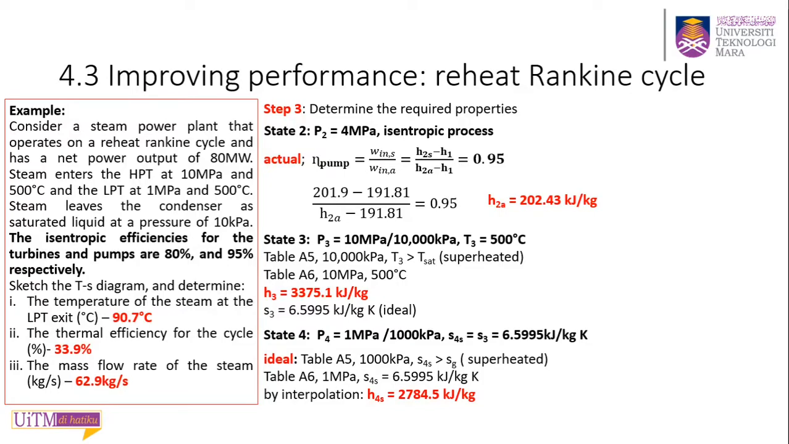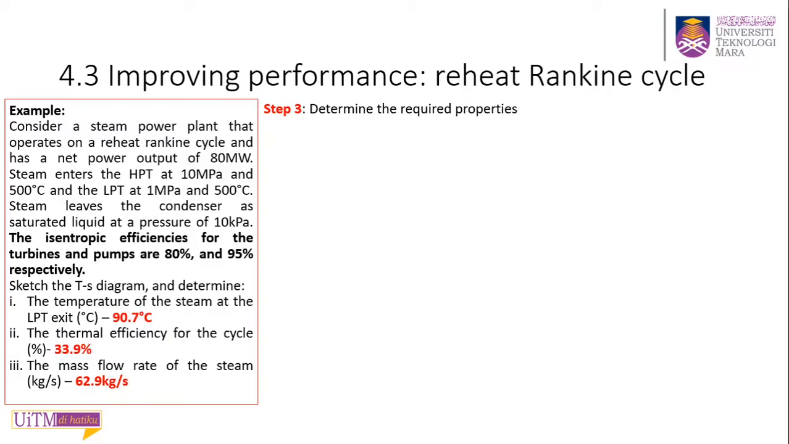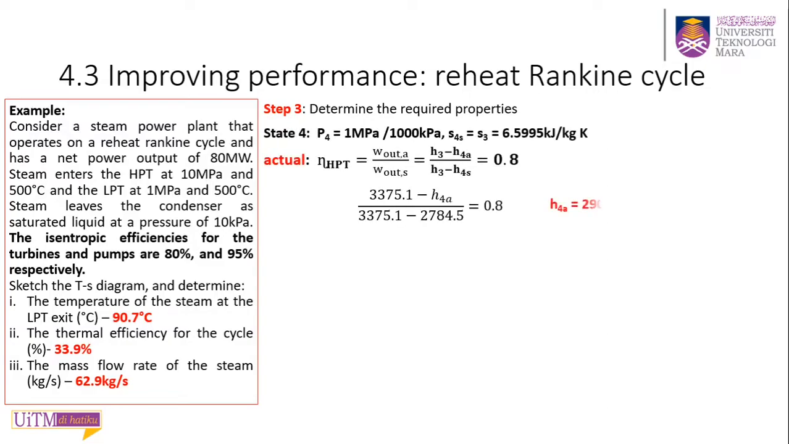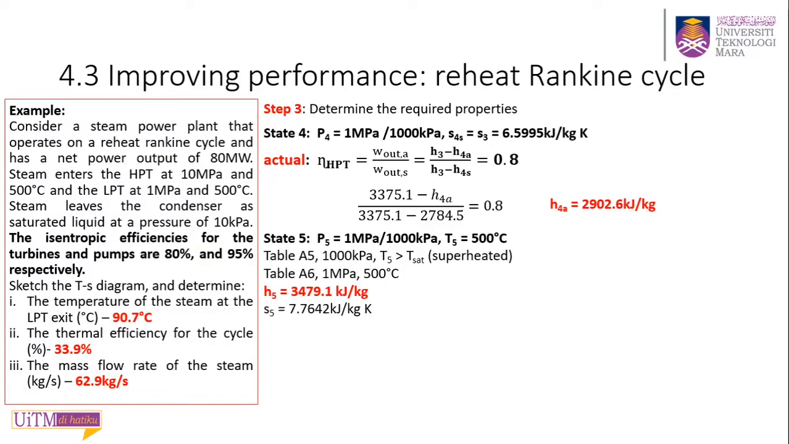here at the high pressure turbine, we must solve for the ideal process first. Use the required properties to find the ideal specific enthalpy at state 4. Now, to find the actual specific enthalpy at state 4, we will use the isentropic efficiency equation at the high pressure turbine. Solving the equation, we can solve for the actual specific enthalpy at state 4. At state 5, based on the given information, read for the specific enthalpy and specific entropy here at state 5.